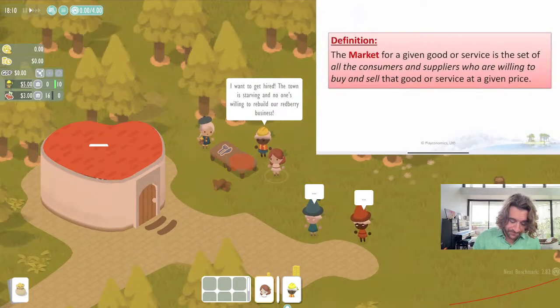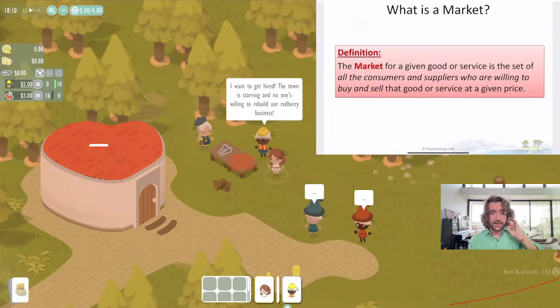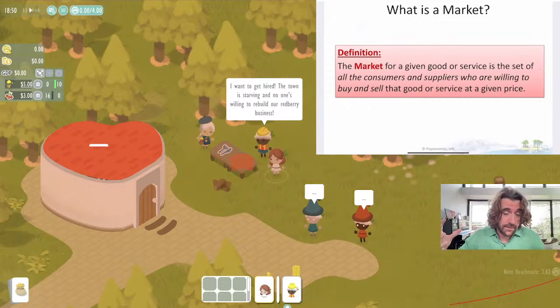So first question is, what is a market? In economics, we define a market for a given good or service as the set of all the consumers and suppliers who are willing to buy and sell that good or service at a given price. So a market is basically made of people. All those who demand and all those who offer that good in the market.